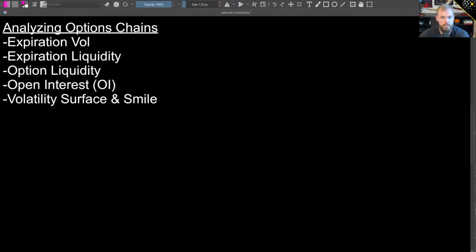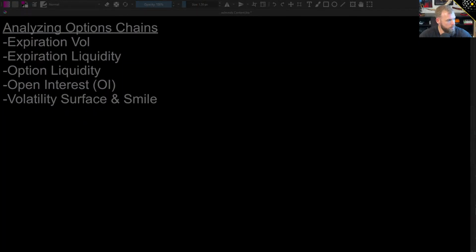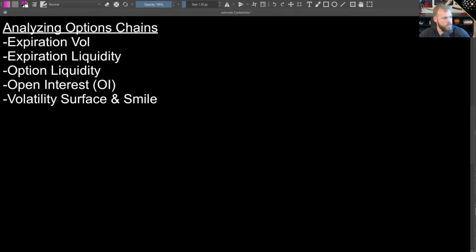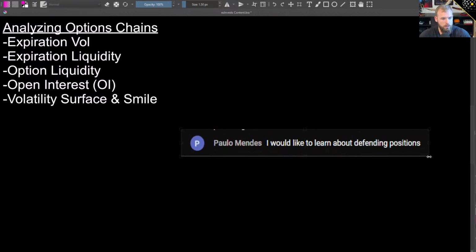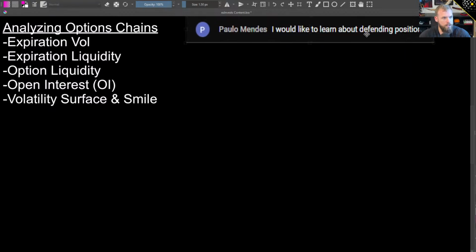So we have analyzing options chains. And then for Paulo, we want to look at defending positions. I'll throw that in here as well. There we go. We will defend.